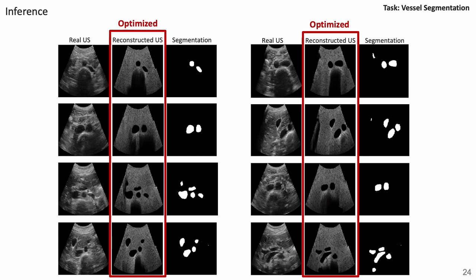The real ultrasound image is first translated to the optimized ultrasound image appearance, learned during the training for the task of vessel segmentation, and then it's passed through the segmentation network to achieve the final segmentation result.